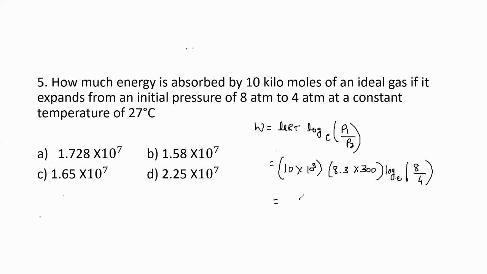If we do the simplification, we will get it as 1680 into 10 raised to 4 joules. Or it can also be written as 1.680 into 10 raised to 7 joules. So we can see the options here, whichever the near value is there, that we can take here. Option C we can consider, which is 1.65. Here it is 1.68. Right?